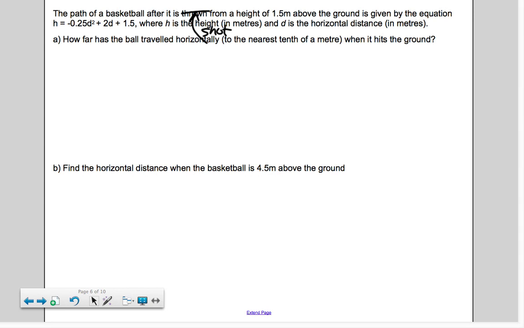So how can we figure this out? How far has the ball traveled horizontally, to the nearest 1/10 of a meter, when it hits the ground? How can we try to figure this out? Use the quadratic formula. Okay, what does the quadratic formula help us do though? Finds the roots. Finds the roots. But how do you know we're looking for roots?